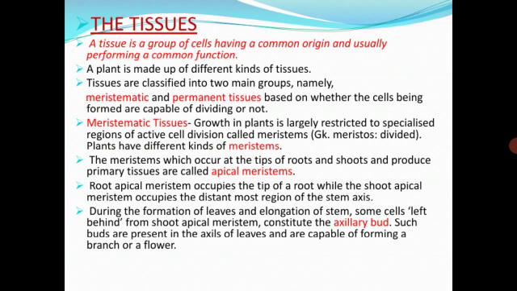The growth in plants is largely restricted to specialized regions of active cell division called meristems. So growth is occurring in the plant in these regions called meristems. These are the specialized regions present in the plant. Plants have different kinds of meristem. These meristems are the undifferentiated, immature and embryonic cells capable of continuous mitotic division.